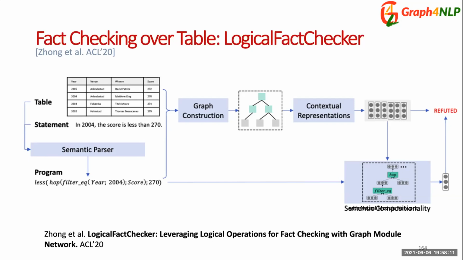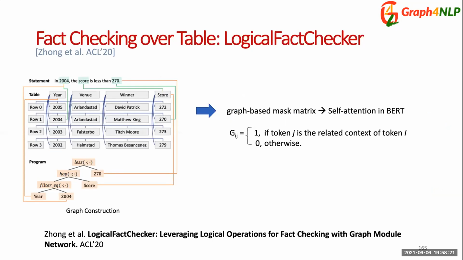The first step is graph construction. And then based on the graph construction, construct contextual representation, which is then used to attend the underlying BERT transformer. So I will just first describe the graph construction. So the graph construction is done in the following way. So we have a statement, we have a table, and a program.